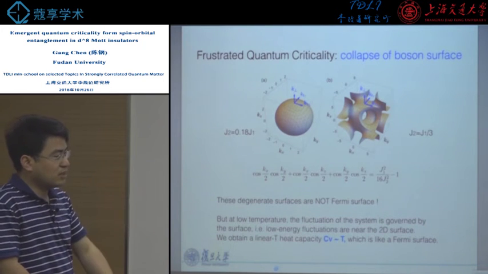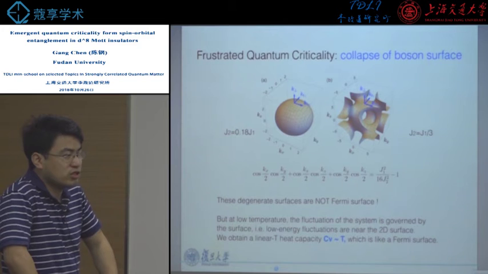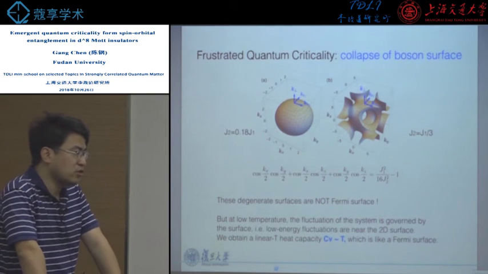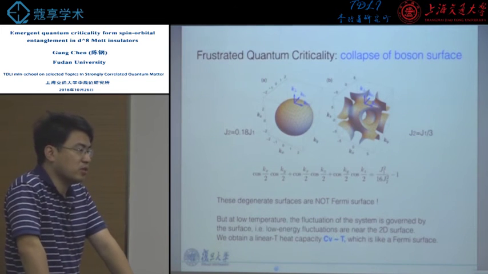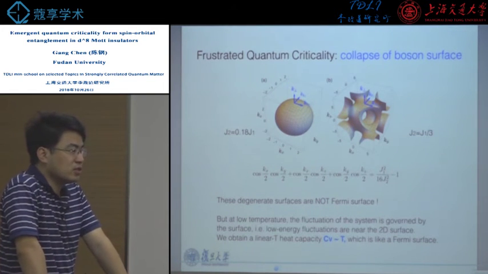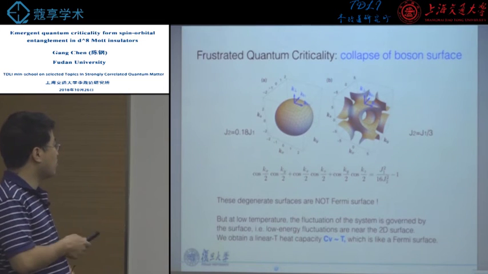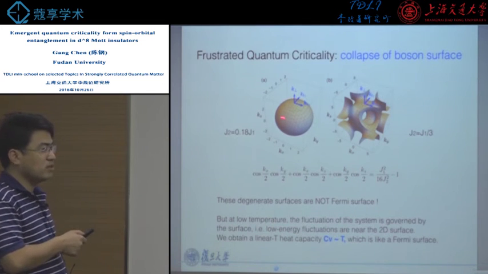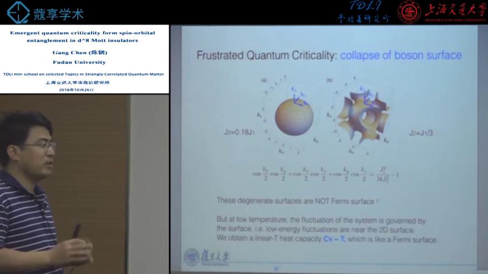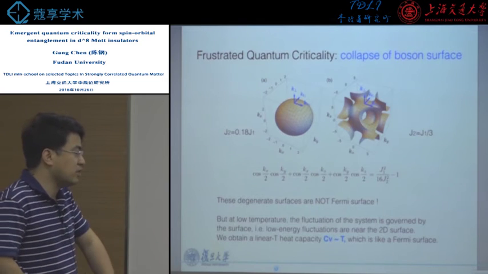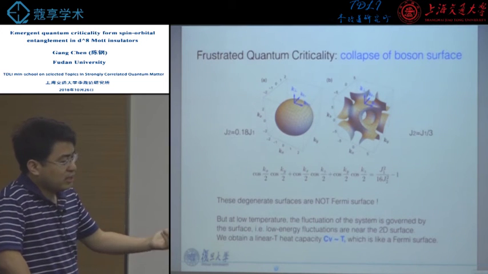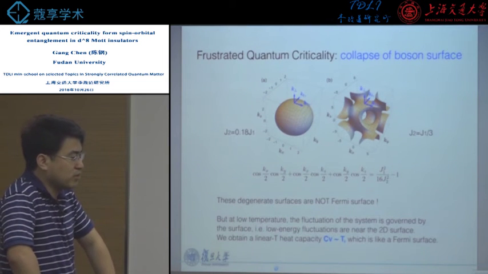So it's not like a conventional φ⁴ theory or Gaussian theory, a multi-component Gaussian theory. There are a discrete number of bosonic modes that become critical. So here, all these modes on the bosonic surface, this is not a Fermi surface, it's a bosonic surface, they become critical at the same time. So this is different. This is a little bit similar to the Fermi surface.